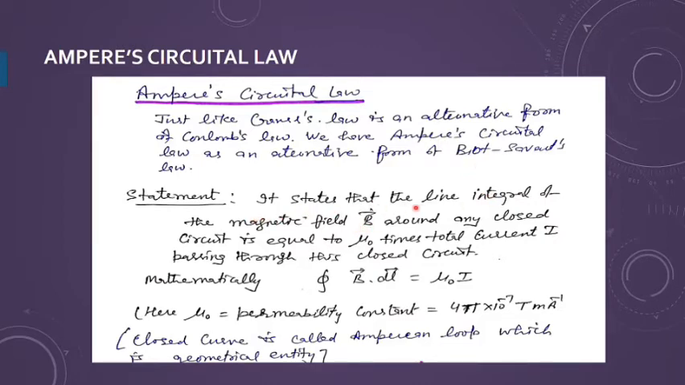The statement of Ampere's circuital law: the line integral of the magnetic field B around any closed circuit is equal to mu naught times the total current passing through this closed circuit. So the integral over a closed loop, B dot dl, is equal to mu naught I, where I is the current and mu naught is the permeability constant. Its value is already known to you: 4 pi into 10 to the power minus 7 Tesla meter per ampere.